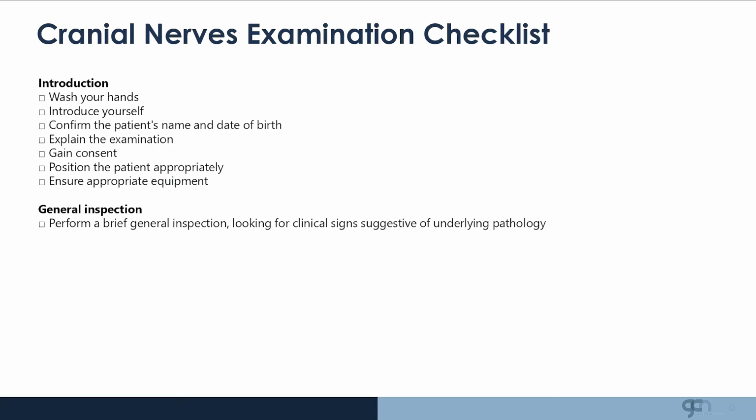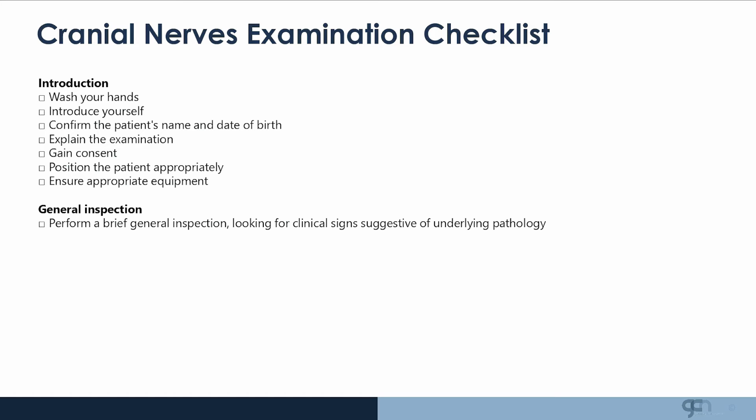We're now just going to run through cranial nerves 1 to 12 as a checklist for how to examine them. Start by washing your hands, introducing yourself, confirming the patient's details, and explaining the examination to gain informed consent. Position the patient comfortably on a chair and ensure you have the appropriate equipment.